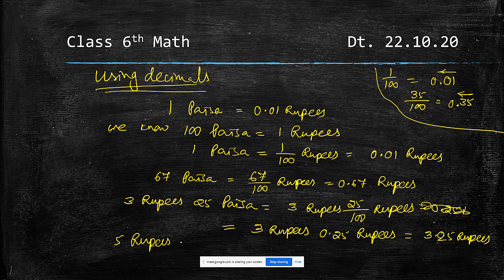Suppose 5 rupees 17 paisa. So we can write it as 5.17 rupees. How? We elaborately discussed here in our example, 3 rupees 25 paisa. Understood?